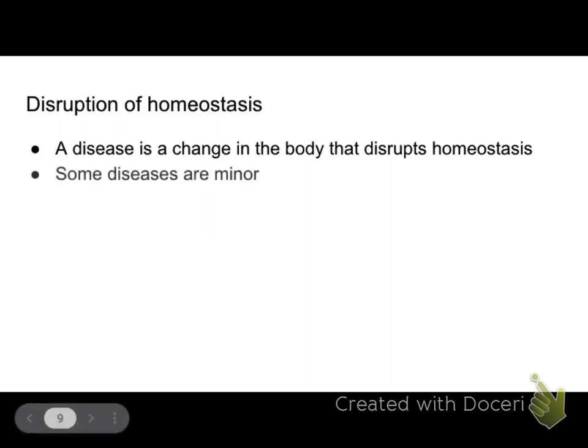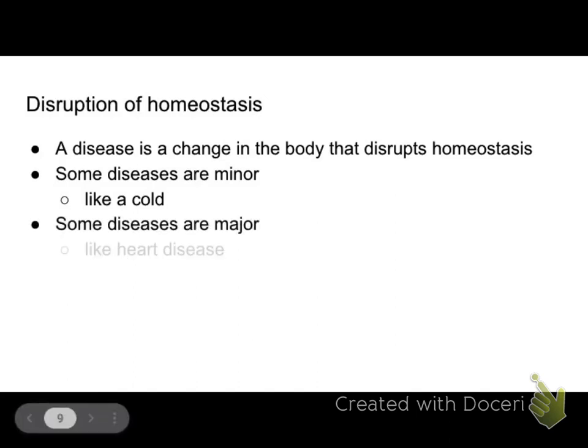okay? So there are some minor diseases, okay? Minor diseases like, think about a cold, right? You'll recover from a cold relatively quickly. It won't disrupt homeostasis to a large extent, okay? Or there can be major diseases. For example, heart disease. Heart disease can often end in death if it disrupts your circulatory system to the point that it cannot do its job anymore.